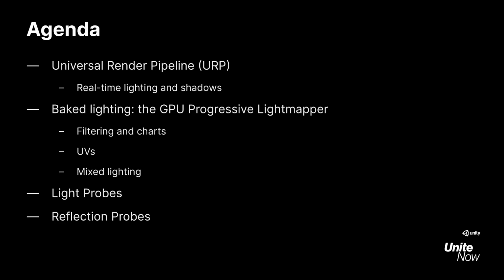Specifically, we're going to take a look at how to harness real-time lighting and real-time shadows. Then we're going to jump onto our bigger section, which is baked lighting, specifically with the GPU Progressive Lightmapper. We're going to take a look at many things, but specifically I want to touch on a few things which I think are very important to control the quality of your bakes, and they create a lot of misconceptions, which is filtering and charts, UVs, and then we're going to see how to do mixed lighting.